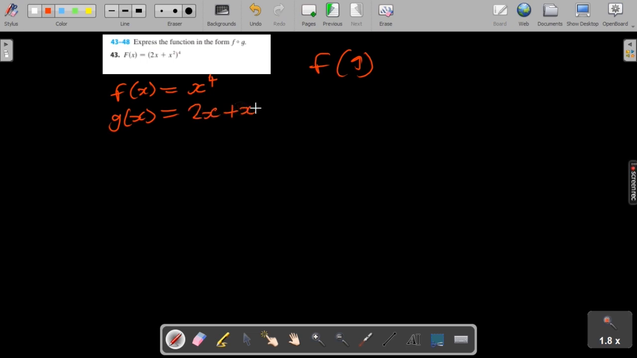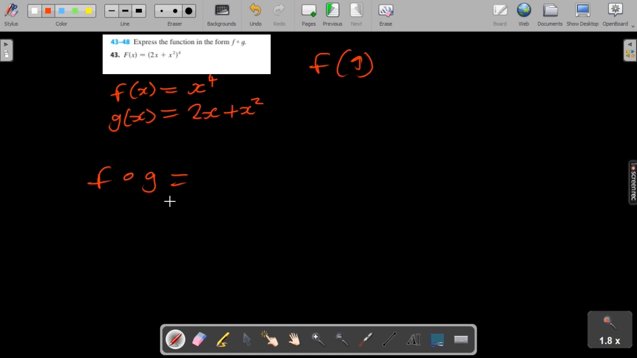2x plus x squared. Now, if you look at this, if you're asked to find f of g, you'd now substitute 2x plus x squared where you see an x in f. That is why it is like this. So if you were to express this in this form, it'll essentially be as follows.